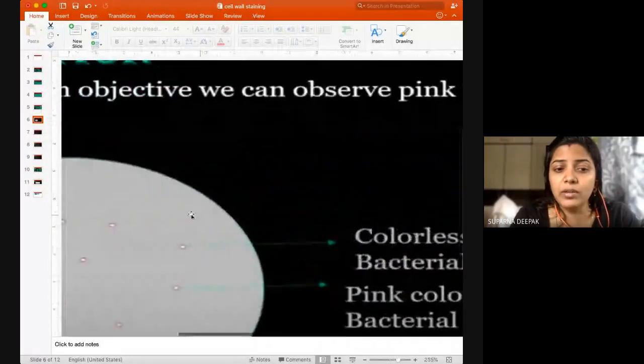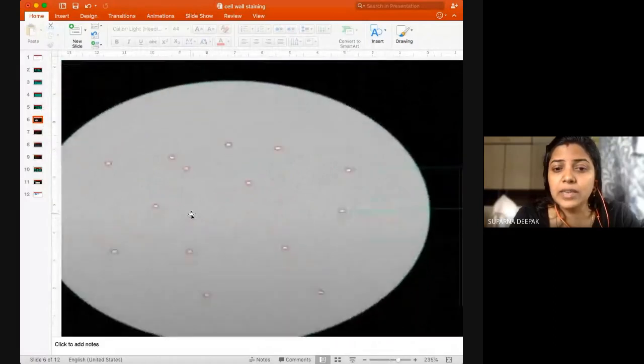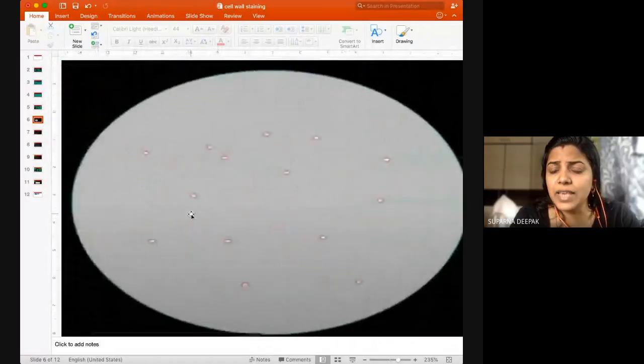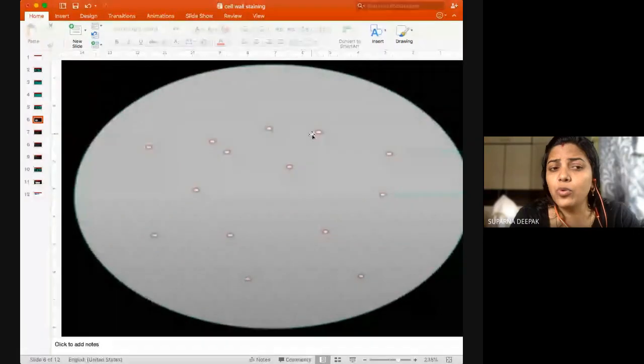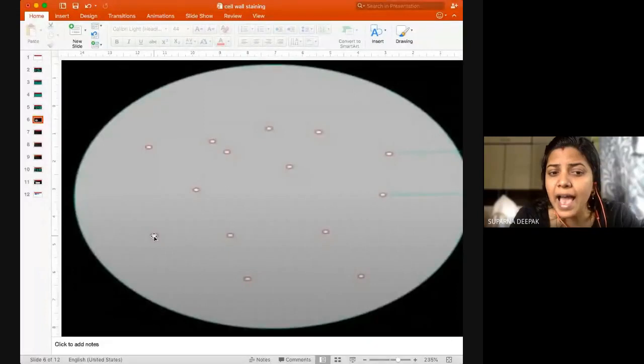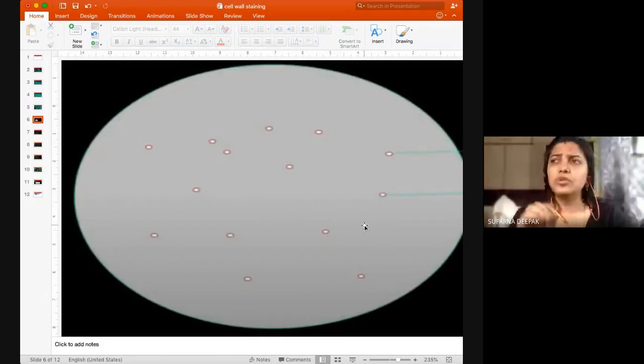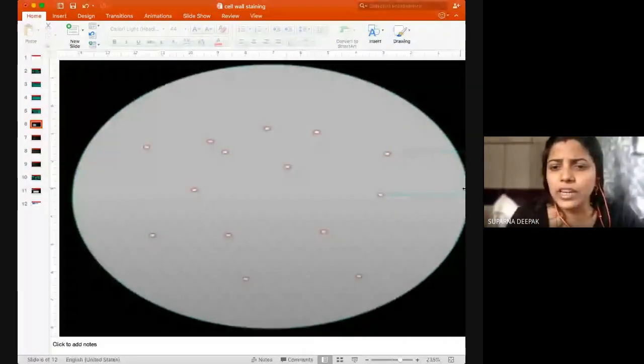When you observe under the oil immersion lens, you can see this kind of a picture. Exactly the same, this is how you are going to see under the microscope. You can see over here the red colored cell wall, and the cytoplasm of the cell is colorless. Usually we can use different types of organisms. This is the organism Micrococcus species, Micrococcus lutea, which gives you beautiful yellow colored colonies. Usually that particular organism we use for cell wall staining.